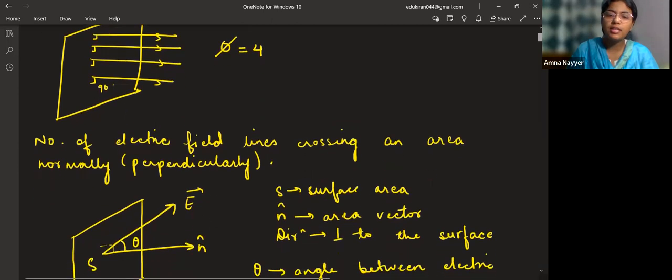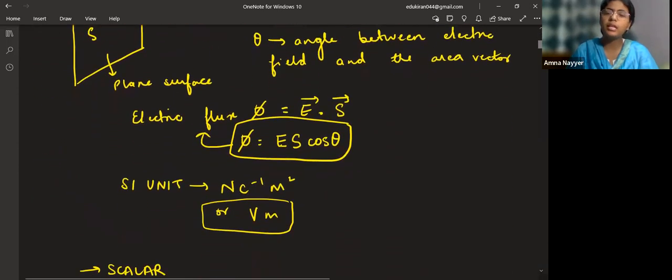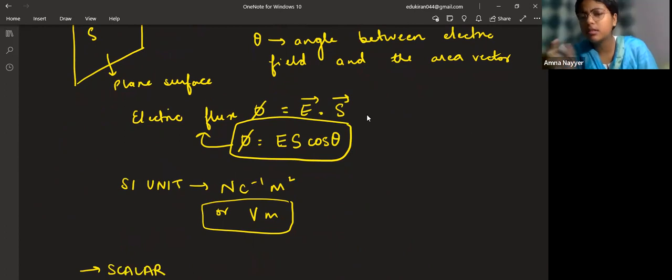The basic formula for electric flux is E dot S, that is ES cos theta. Differentiation, integration, all the basics, I hope you are clear about. Torque was P cross E, PE sine theta, and electric flux is ES cos theta. The SI unit and all you can manage.